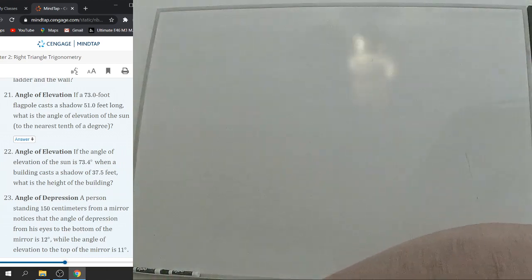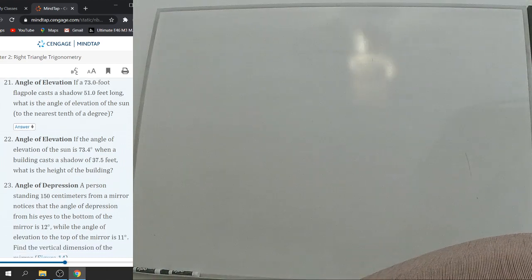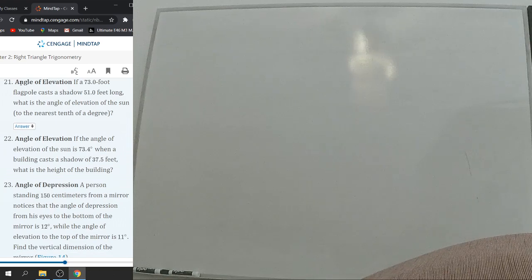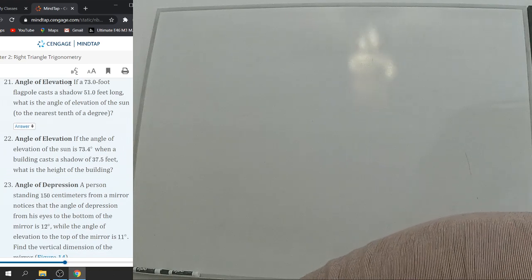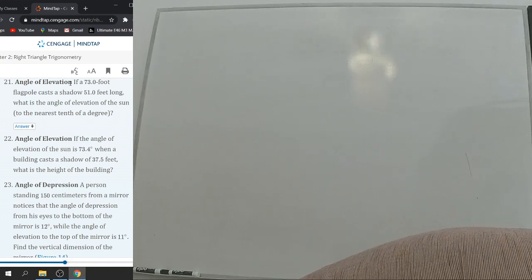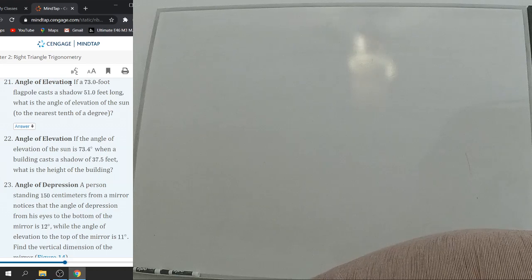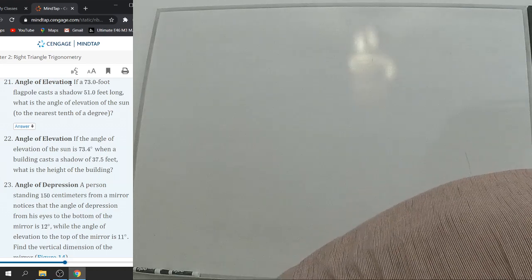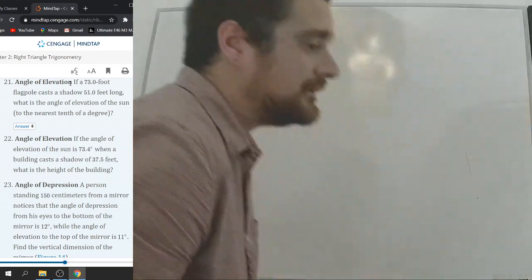I like number 21, which talks about the angle of elevation. So there's that word that we're talking about, elevation. If a 73.0 foot flagpole casts a shadow 51.0 feet long, what is the angle of elevation of the sun? And this one actually tells you to the nearest tenth of a degree.